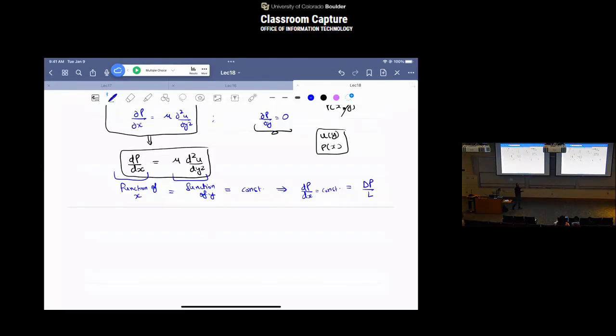So what does it mean? dp by dx is constant, just simply changing from p1 to p2 linearly, right? So I just go from P1 to P2, sorry, let's say the opposite one for now. P1 to P2, I simply change it linearly in terms of x, because dp by dx is constant. When a derivative is constant, the function is linear. Or I can say dp by dx is simply delta p by L. Okay, make sense? Any questions here?